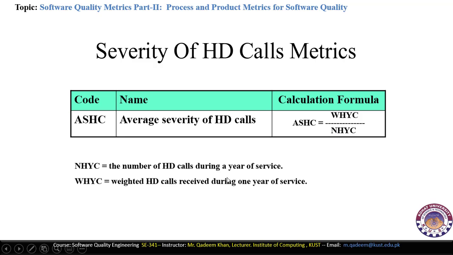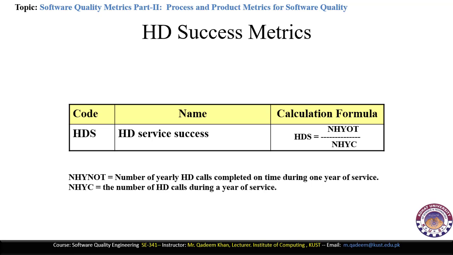So that means that we are in fact considering just the first year, and we ask what the value of the average severity of the help desk calls is in that first year. It represents how reliable the software is and what the complaint ratio of the users is. Similarly, we have the HD success metric.